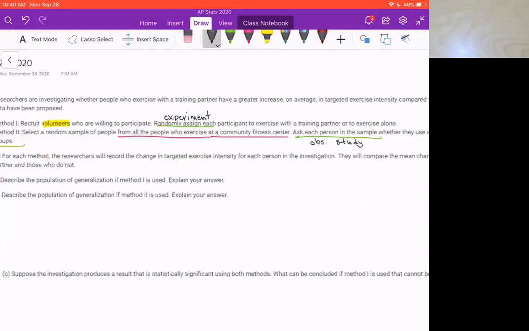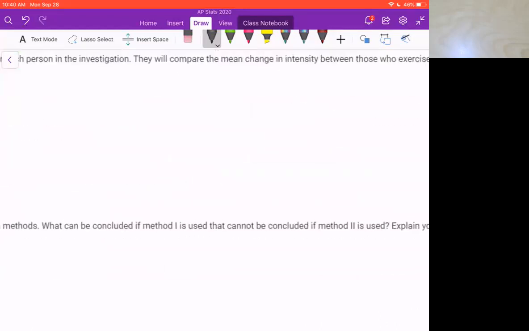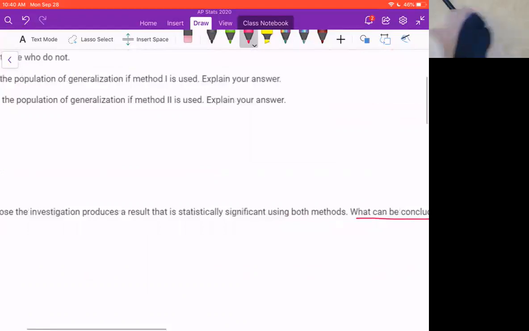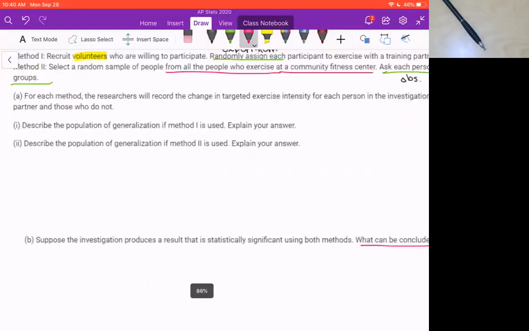Okay, so just keeping that in mind, that's really the main difference between these two methods. There's also a difference in where the people came from, but the most important difference is method 1 is an experiment, method 2 is an observational study. So what can be concluded with method 1, the experiment, that you cannot conclude from an observational study? What is it that we can conclude from an experiment? Key thing that we love to be able to conclude if we can.